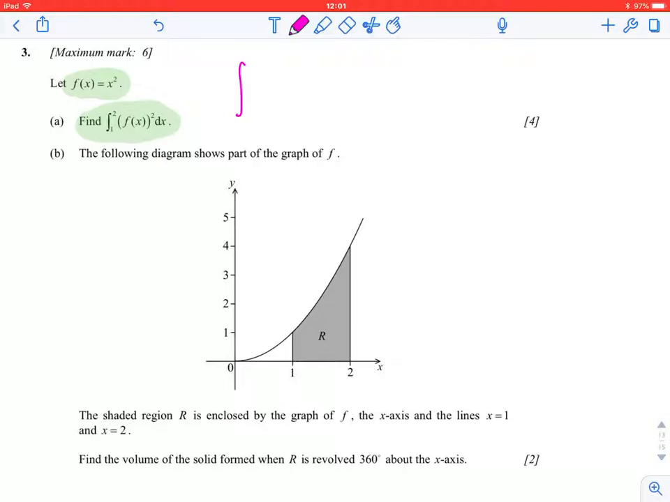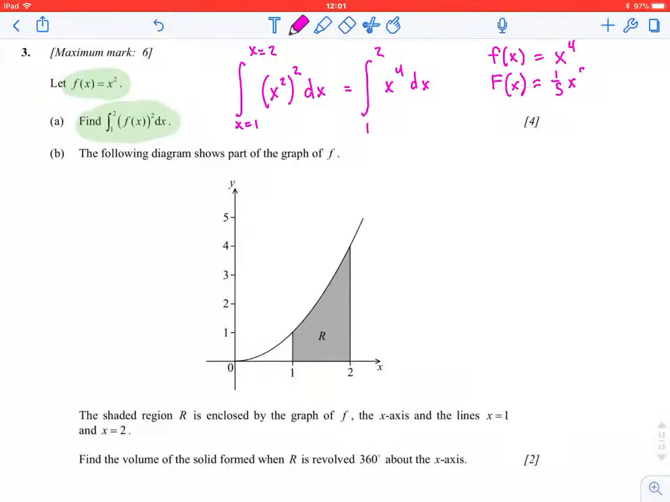So this is the integral from x equals 1 to x equals 2 of the quantity x squared, squared, dx. Don't do any substitution stuff. This is a simple enough situation that we can just rewrite this as the integral from 1 to 2 of x to the 4th dx. And so we can use our antiderivative knowledge. If our function here under the integral is x to the 4th, then our antiderivative is going to be 1/5 x to the 5th.